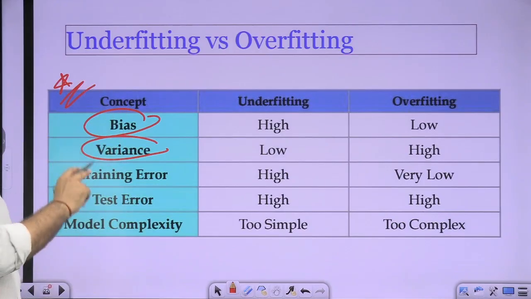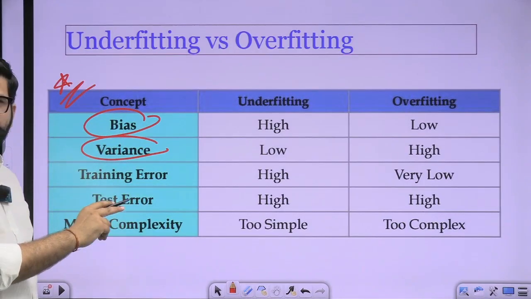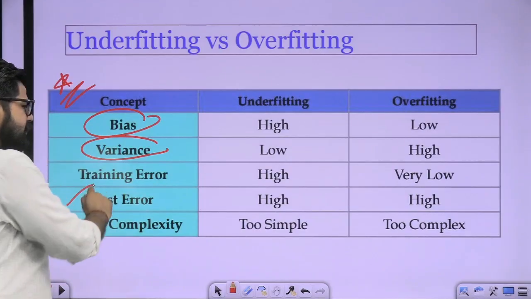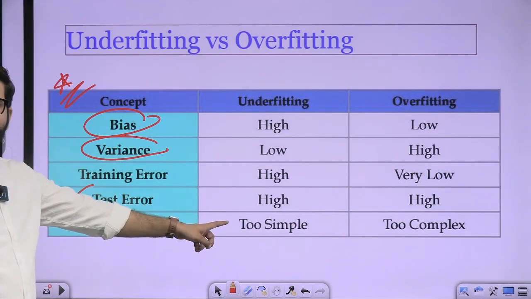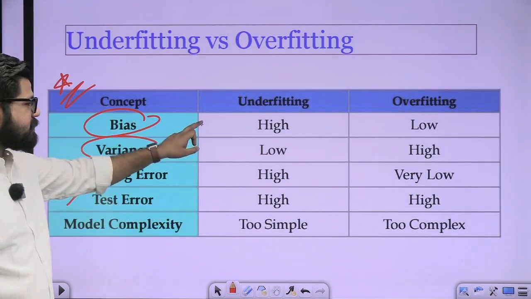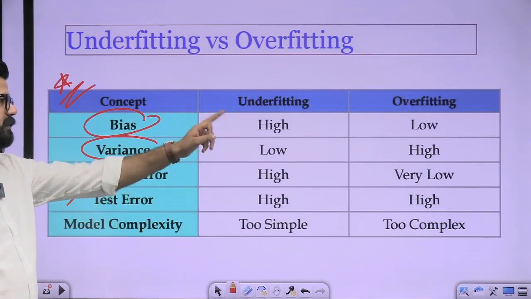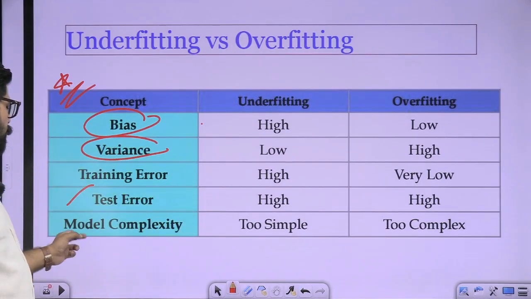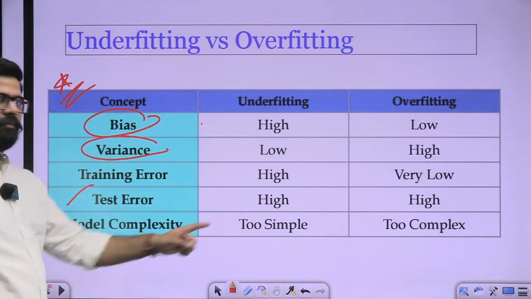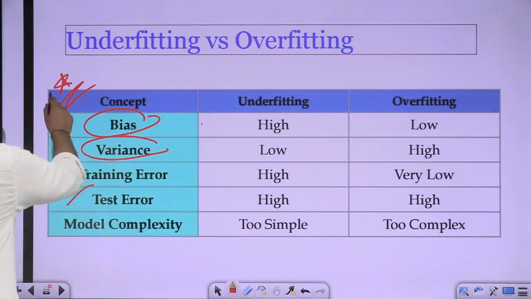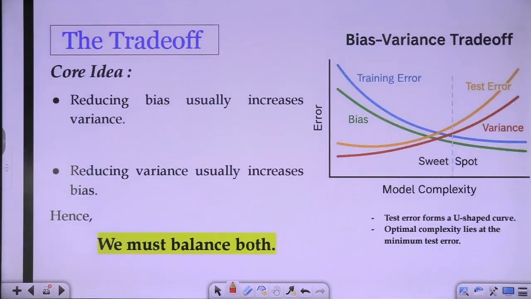Training error is high in the case of underfitting, whereas it is very low in the case of overfitting. Test error is definitely high in underfitting. Whenever bias is high, test error is high. In overfitting, it is too high. Model complexity is too simple in underfitting, whereas in overfitting it is too complex. So this is the basic table of underfitting and overfitting you must remember.